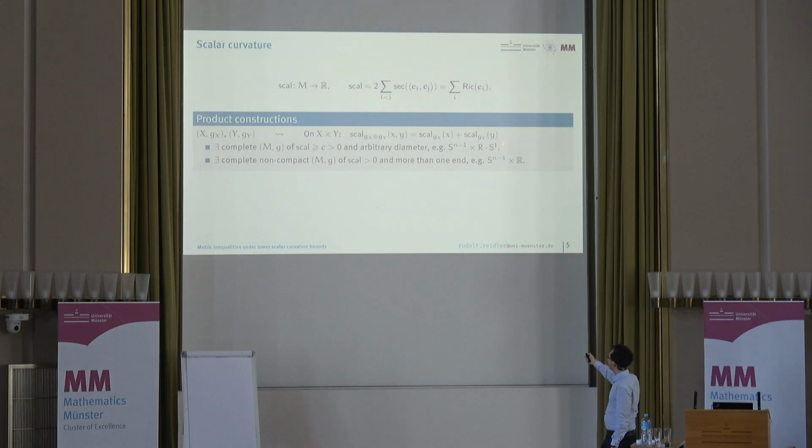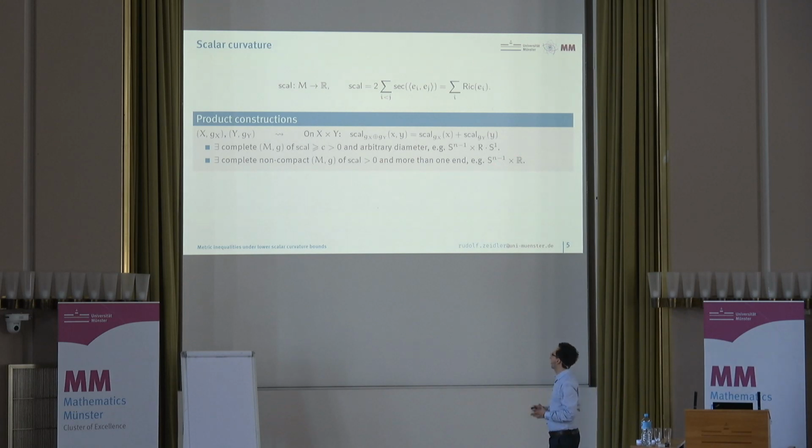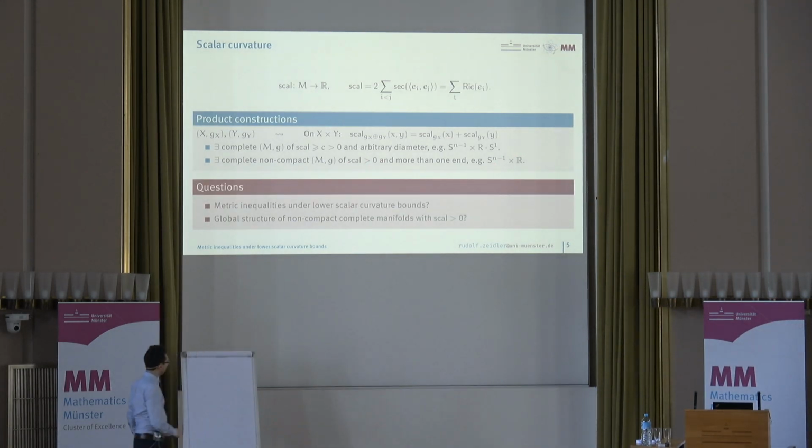So the standard example would be to take the sphere, starting here in dimension 2, so n should be at least 3, and you take the product with a large circle. It has large diameter and has a positive lower scalar curvature bound. And similarly, you can do instead the sphere cross the real line, and then you get a complete non-compact manifold with a positive lower scalar curvature bound, and it has two ends, obviously. Yeah? So these kinds of obvious restrictions don't apply anymore. But nevertheless, this will be the question to be addressed.